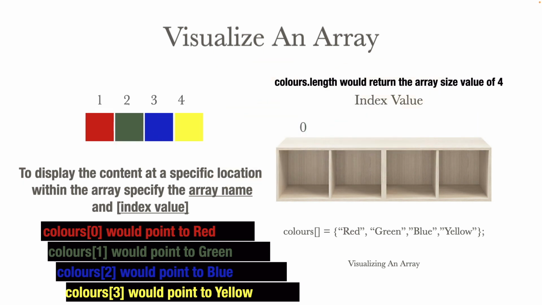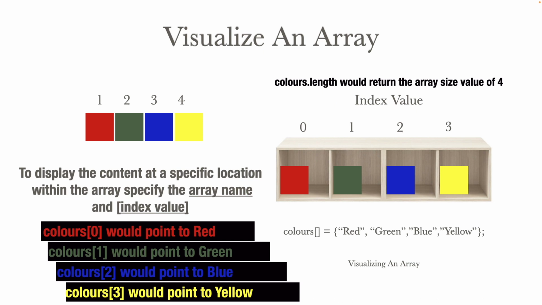If you want to visualize an array, you can think of it in terms of a horizontal bookshelf with compartments, each with an address. And the address would start with 0. So the first compartment would have the address 0, the second compartment would have the address 1, and so on and so forth. These addresses are called index values.